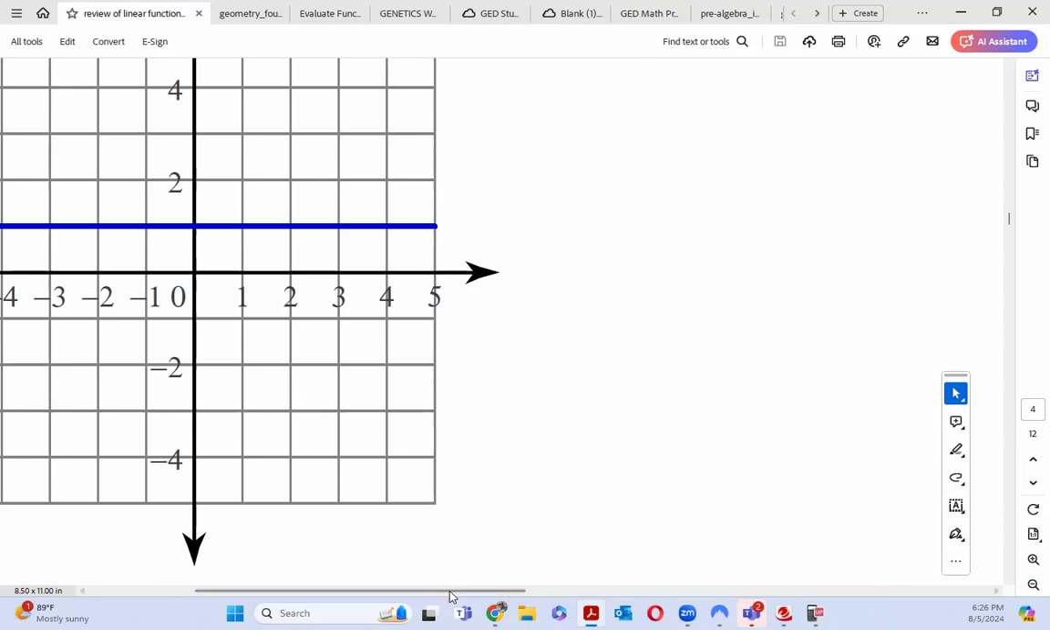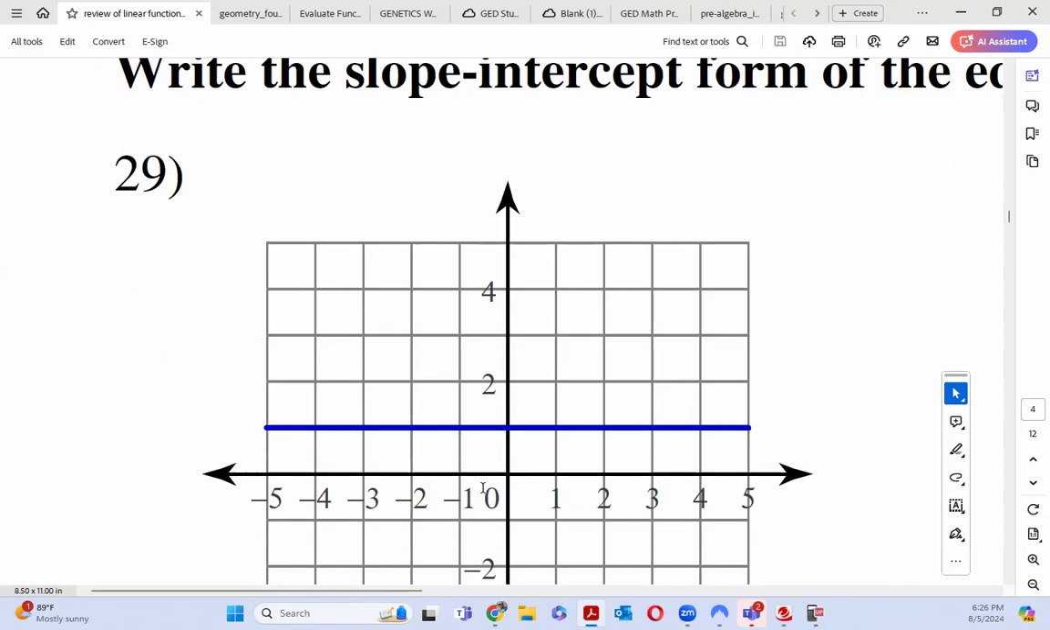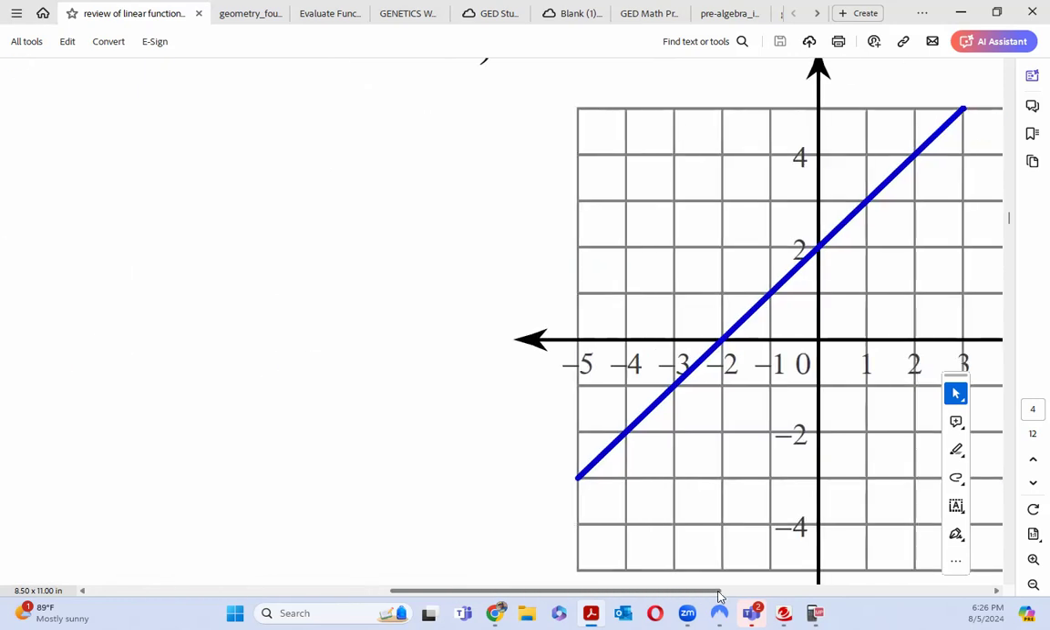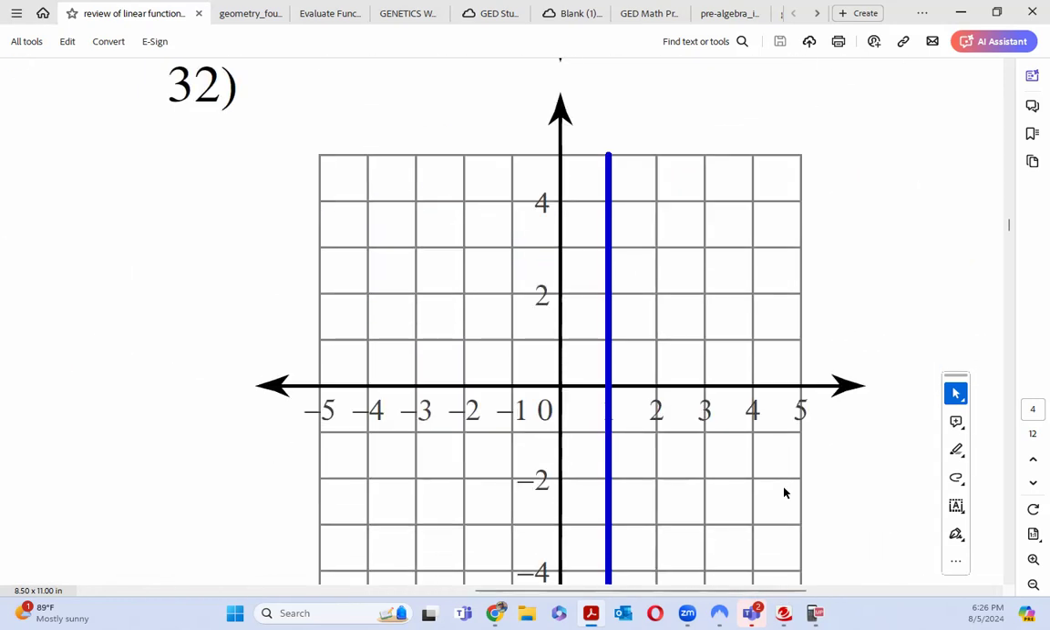I hate the vertical line and horizontal line. So what you should know is that for a horizontal line, the slope is 0. For a vertical line, the slope is undefined. That's the reason why they have those, because they want you to understand that a horizontal line has slope 0 and a vertical line is undefined.